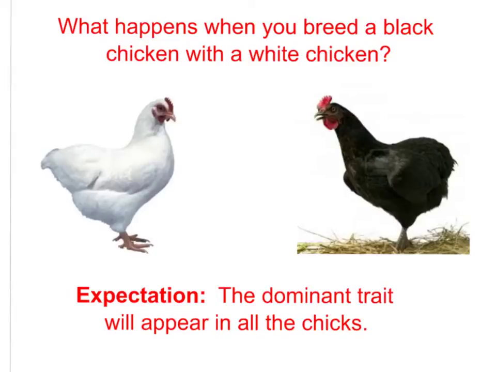Now let's look at a different example. Let's see what happens when we breed a black chicken and a white chicken. Well, if they follow simple Mendelian genetics, we expect that the dominant trait will appear in all the little chicks. Let's see what actually happens.